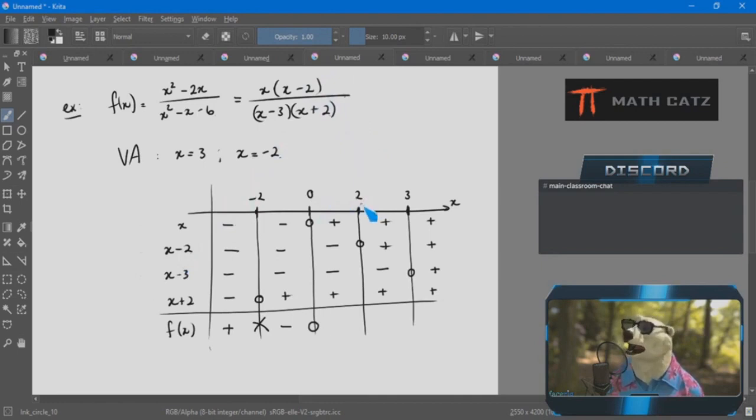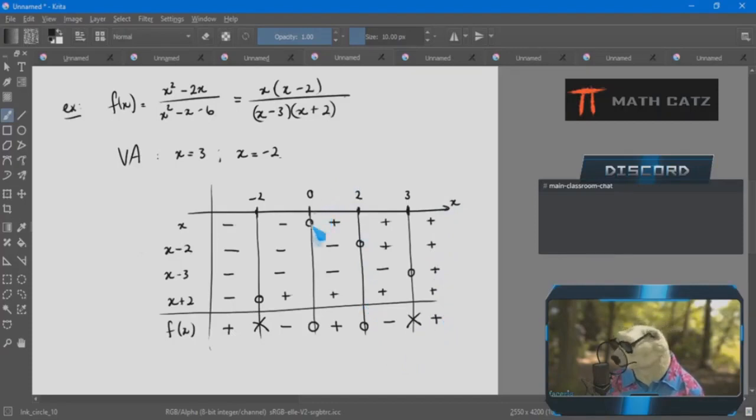Then between 0 and 2 for x, the next interval, I have 2 negatives, 2 positives. The answer will always be positive. I don't know how much it is, I don't care. At x equal to 2, the x minus 2 bracket is 0. It's in the numerator. It makes the whole thing 0. For the interval 2 to 3, I have 1 negative, so my answer will be negative. At x equal to 3, this bottom bracket is 0, making the whole thing undefined. And for the interval 3 and up, all positive numbers will create a positive answer.